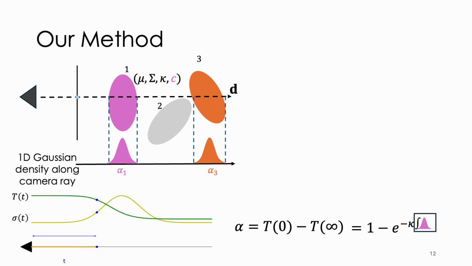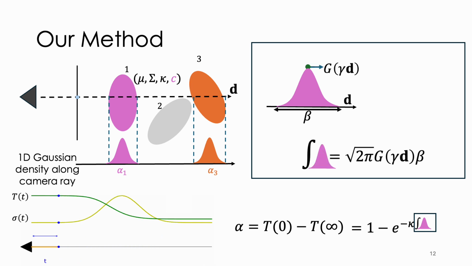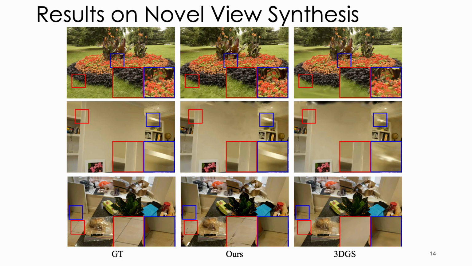The integral in the analytical expression for alpha is a product of the covariance beta and the peak value of the 1D projected density, both of which can be computed using the 3D Gaussian parameters. Moving on to real results.